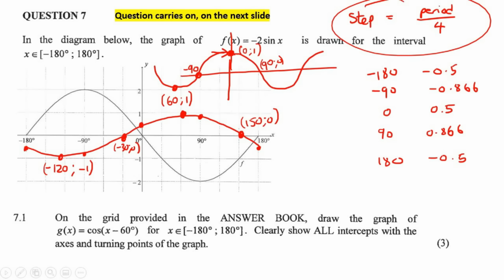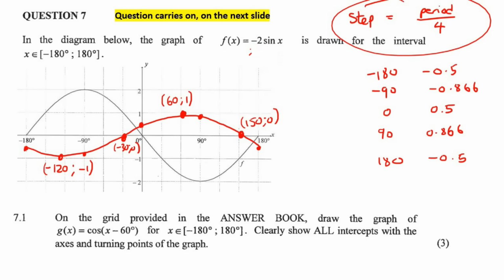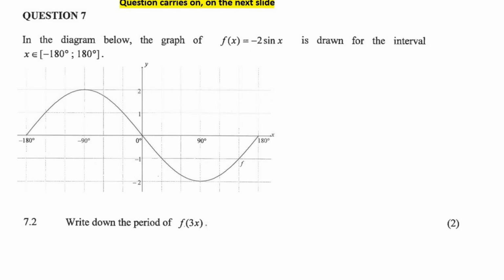And then I checked on the memo, they don't expect you to know the y-intercept because that's a bit of a technical one to do, but yeah, that would be our graph over there that we've just drawn. This one says write down the period of the graph of f if it's got a 3x now.